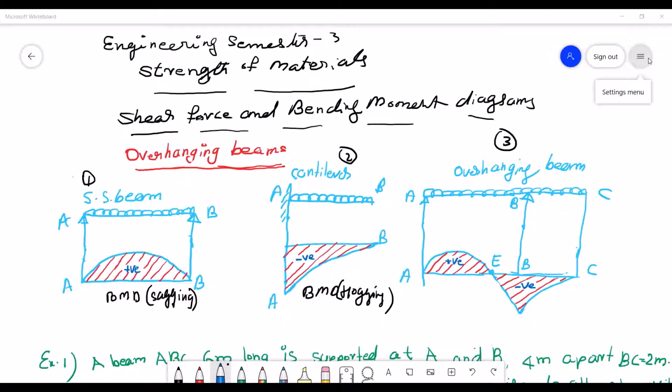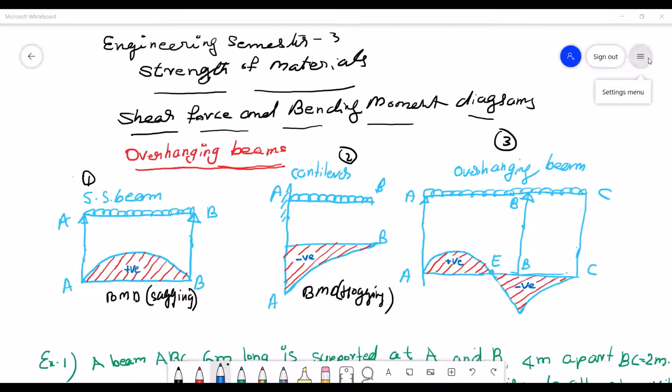Today our topic is the overhanging beam, which comes under shear force and bending moment diagrams in Strength of Materials, in the third semester of the engineering graduation syllabus. Here we will define what is meant by an overhanging beam, its nature, and how the bending moment diagram as well as the shear force diagram will look. Also, with the help of an example, we will solve one question.